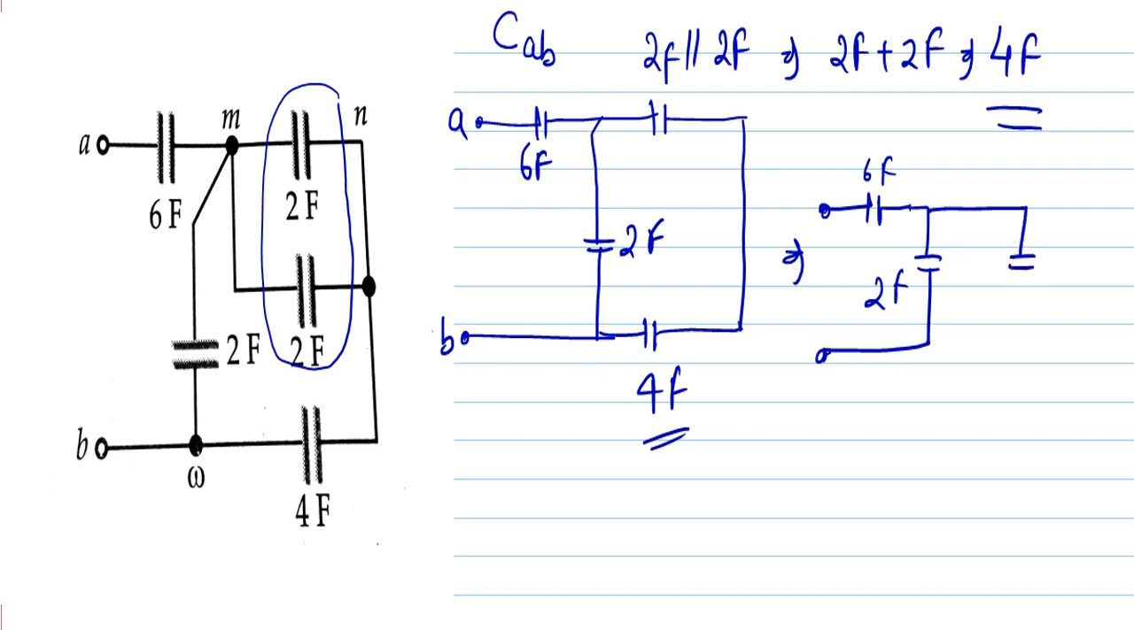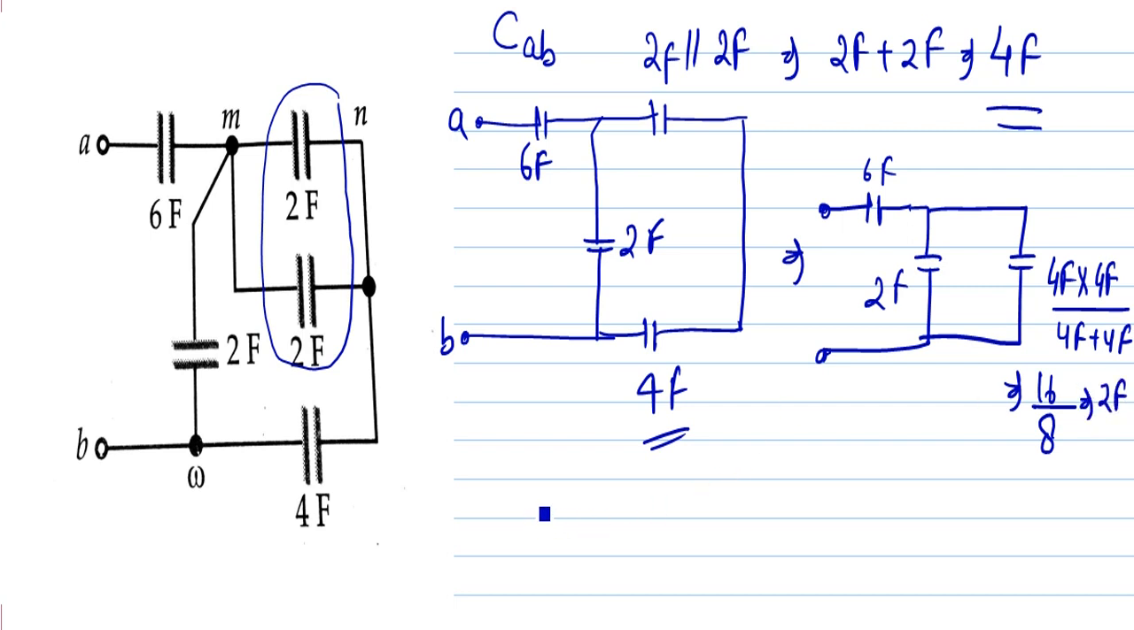Here we can see this capacitance value as 4 farad in series with a 4 farad. So we will get 4 into 4 upon 4 farad plus 4 farad. So that will give us 16 upon 8, that is equals to 2 farad.